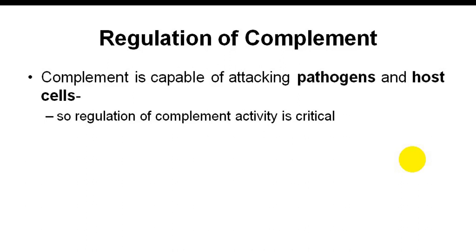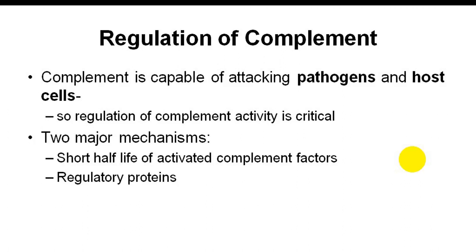What we want is an ideal situation where the complement should definitely attack the pathogen, but it should spare the host cell. And how is it possible? This is possible only when the complement system is properly regulated. When you talk about the mechanism of complement regulation, there are two major mechanisms. One mechanism, of course, is the short half-life of activated complement factors. When I say short half-life, the lifespan of some of the activated complement factors is reduced, and by reducing the lifespan, the collateral damage on the host cell is minimized.